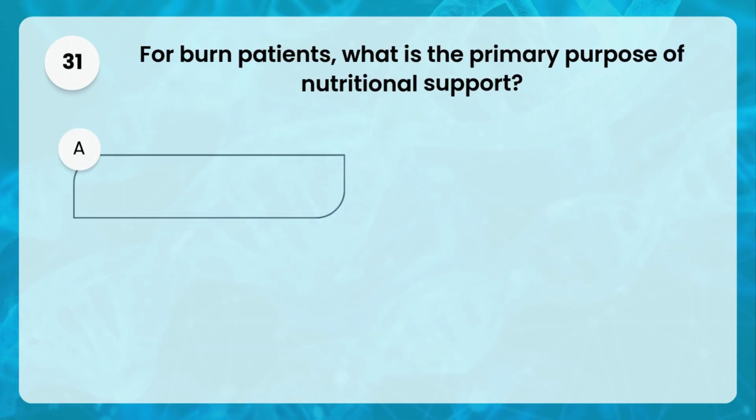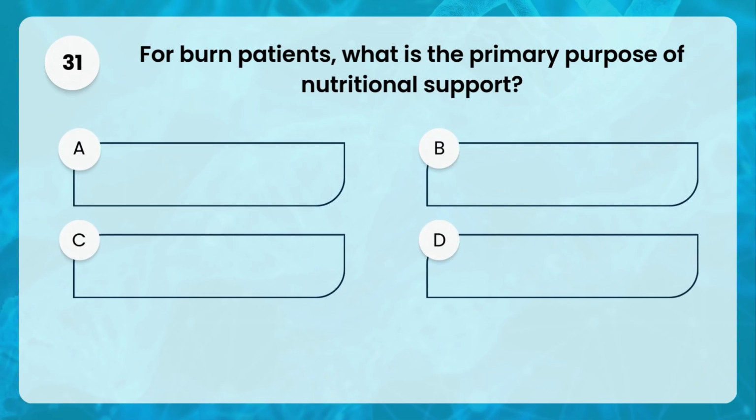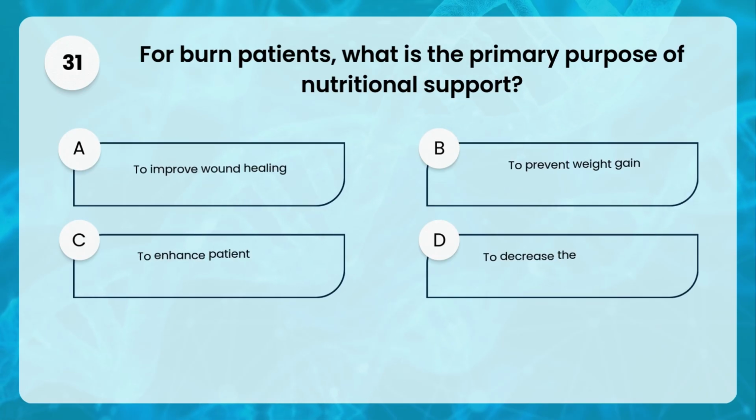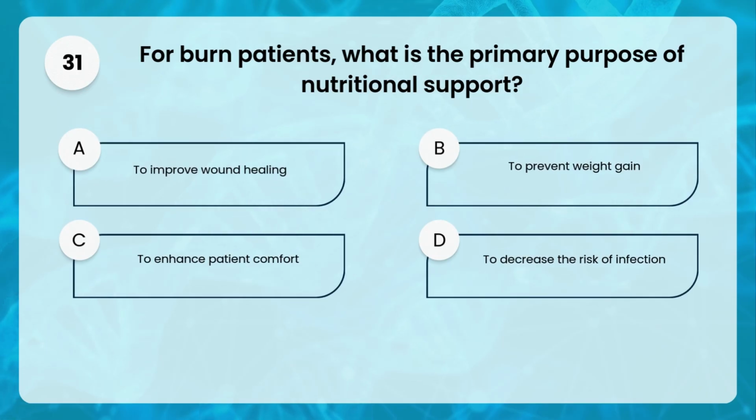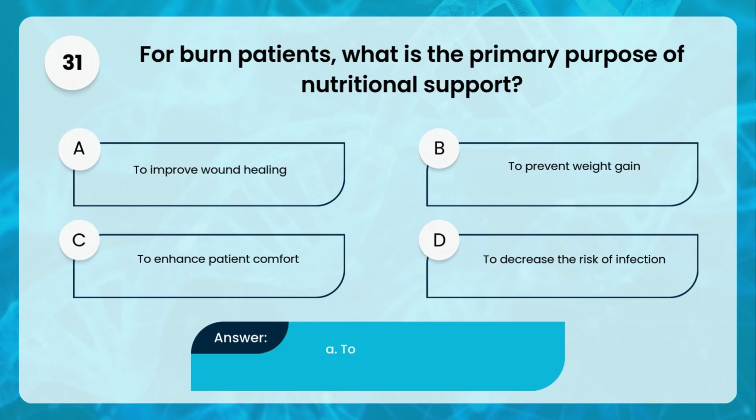31. For burn patients, what is the primary purpose of nutritional support? A. To improve wound healing. B. To prevent weight gain. C. To enhance patient comfort. Or D. To decrease the risk of infection. The answer is A. To improve wound healing.